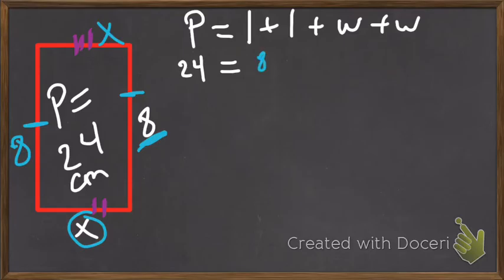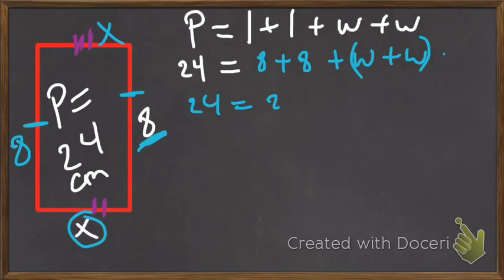Length is 8 plus width, which we don't know, plus width, which we don't know. These are our x values. So we want to solve for these two. Now if we add the two w's together, we get 2w. So we're going to write that out. 24 is equal to, we can do 8 plus 8, that's 16, plus 2 times w.